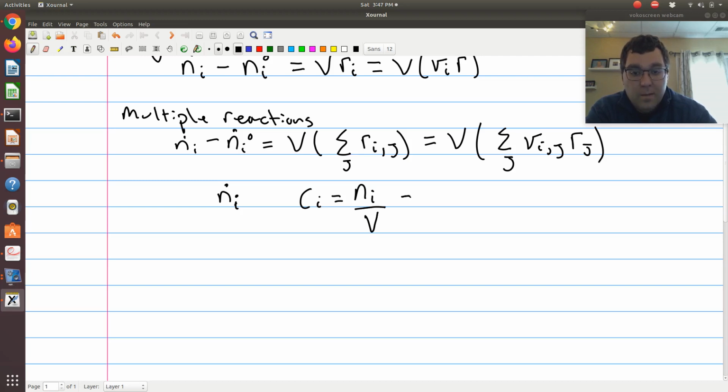Well, when I have flowing or open systems such as this, when I'm dealing with molar flow rates, what I would typically do is recast that as the molar flow rate divided by the volumetric flow rate, so Ni dot over V dot. This is the molar flow rate of my inlet stream over the volumetric flow rate of my inlet stream. That's equivalent to the concentration of species I in my inlet stream. So Ci I can write as Ni dot over V dot.